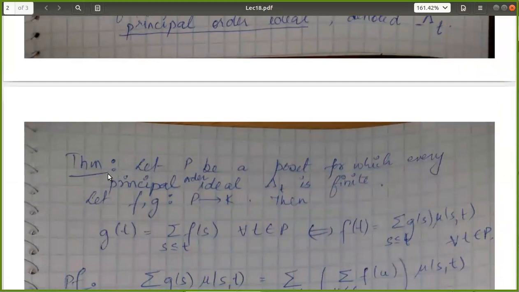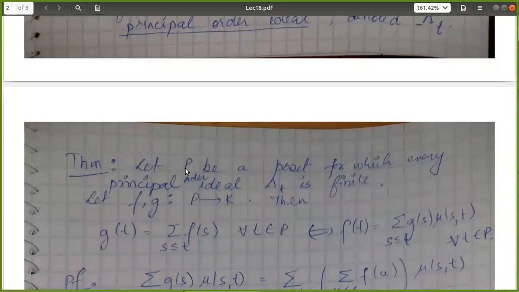This theorem states that if you take any poset P for which every principal order ideal is finite, so this also needs to be finite. See, now I have actually dropped that P is locally finite, and actually even if P is locally finite, that does not tell me that gamma T has to be finite, because each gamma is much more than just an interval.